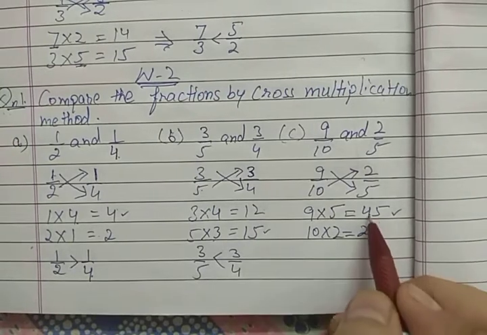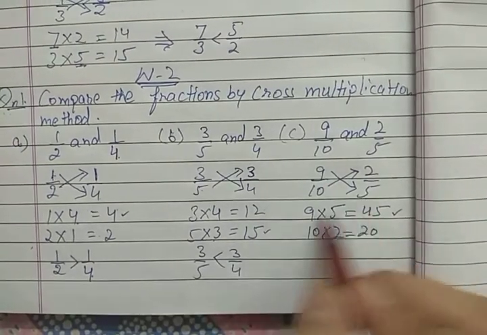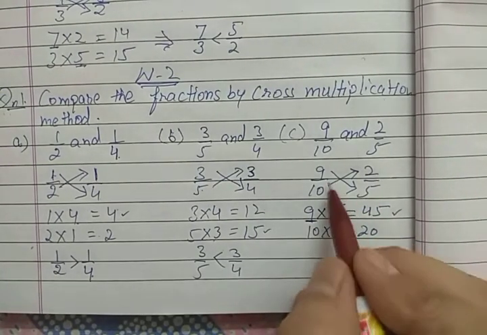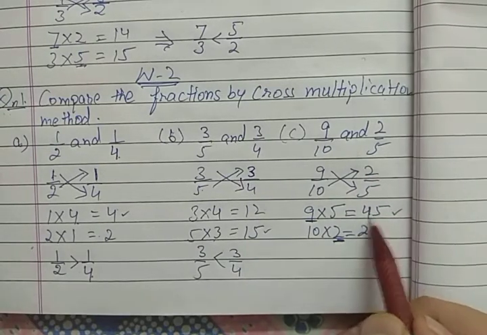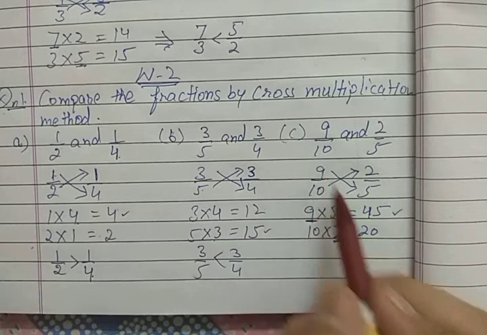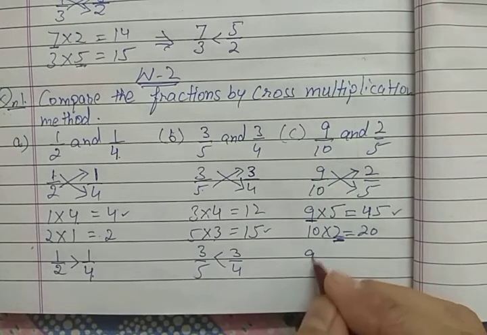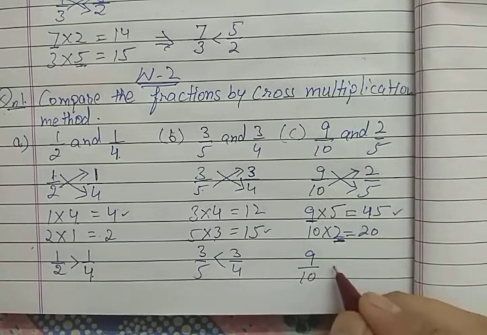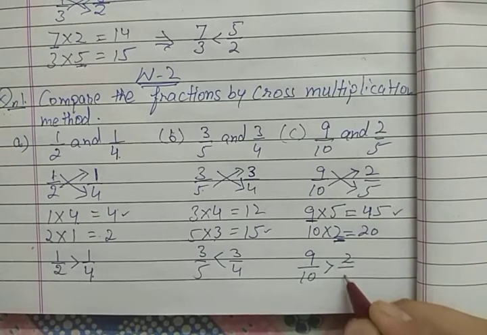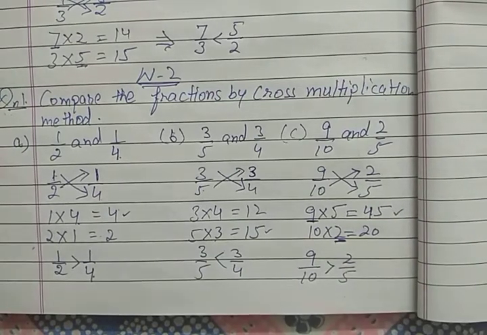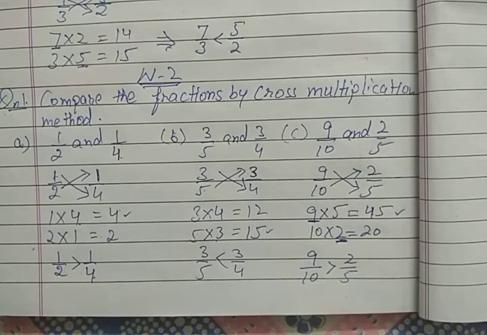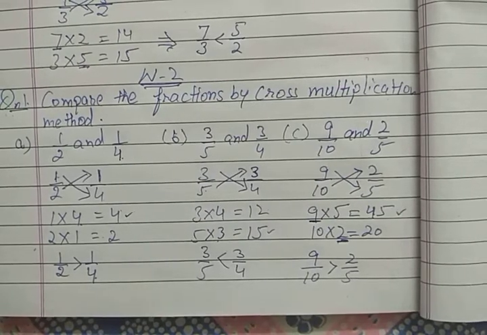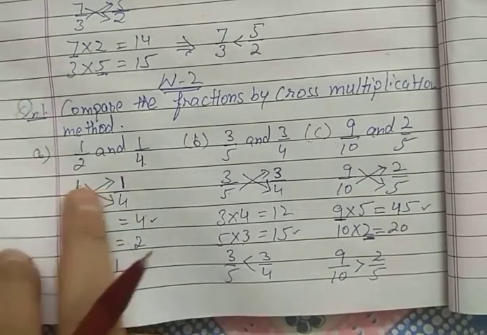So 45 कब आया हमारे कौन से न्यूमरेटर से मल्टीप्लाई करके आया? 9 वाले न्यूमरेटर से, और ये 2 वाले न्यूमरेटर. सो विच वन इज ग्रेटर? फ्रैक्शन जिसका न्यूमरेटर 9 होगा वो हमारा ग्रेटर है. सो 9 by 10 is greater than 2 upon 5. So in this way you can compare the fraction by cross multiplication method. Let us take one more example.